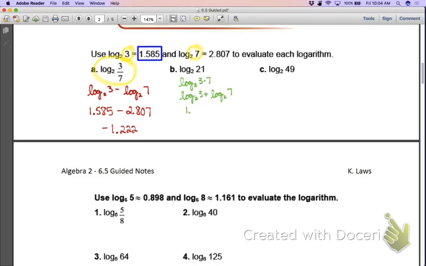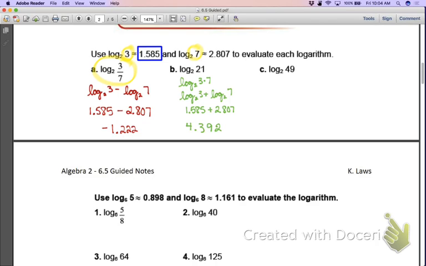So 1.585 plus 2.807. Add everything together. 4.492. Oh, 93. There we go.